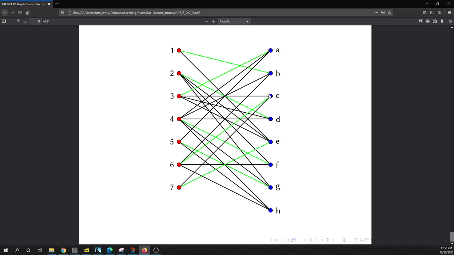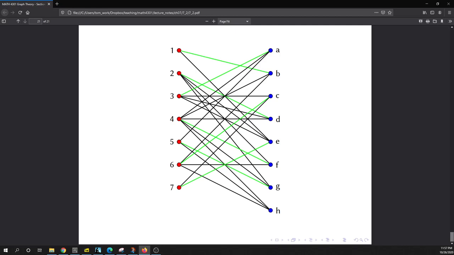And there's no edge between 4 and C. D was already used. No edge from 4 to E, so it was 4 to F. And then 5 only goes to A or G, and A was already matched. So I put this down to G, and then that left me with 7 and E here. Okay, and that's it. All of the red vertices, there are no unmatched. And so I got a maximum matching right off the bat, which is a little odd.